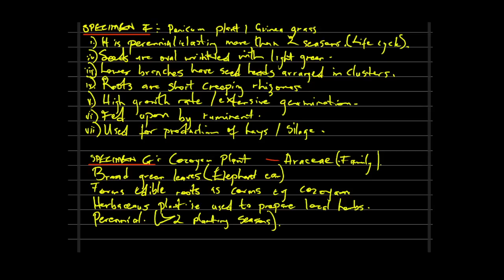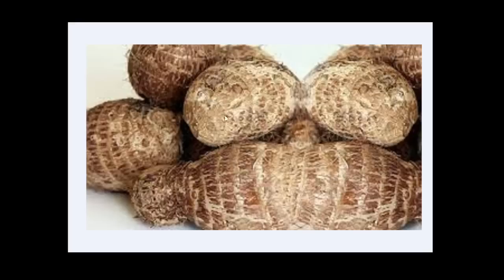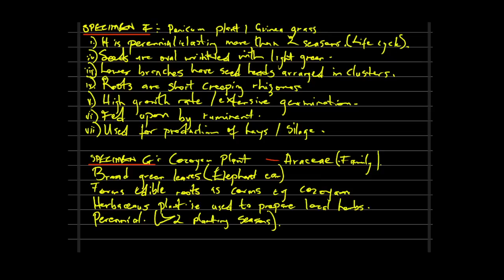For that particular specimen, this is what its storage food looks like, the storage food of specimen G, which is the cocoyam plant. So this is going to be our specimen H. Specimen H is the corm of cocoyam. It can be called the taro corm.